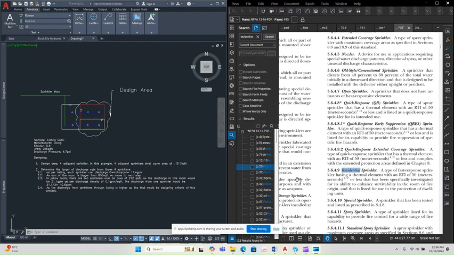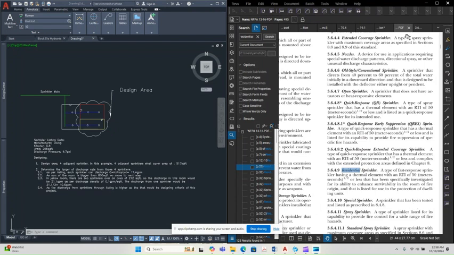are those, as you can see on my screen, a type of fast response sprinkler having a thermal element with an RTI of 50 or less, and that has been specifically investigated for its ability to enhance the survivability in the room of fire origin, and that is listed for use in protection of dwelling units.